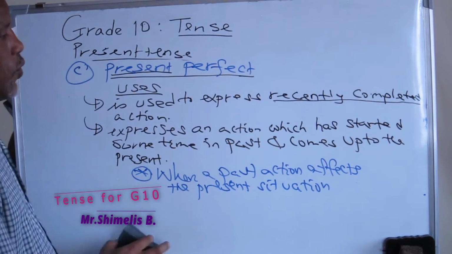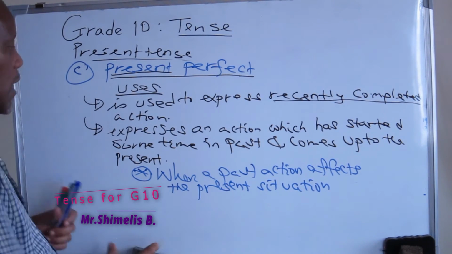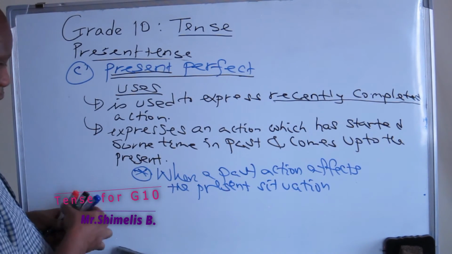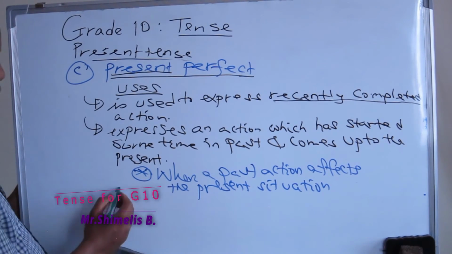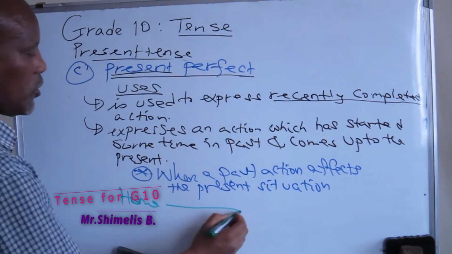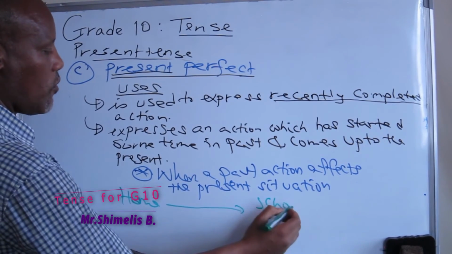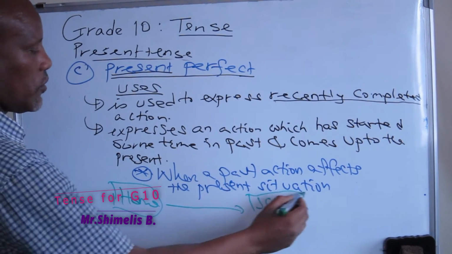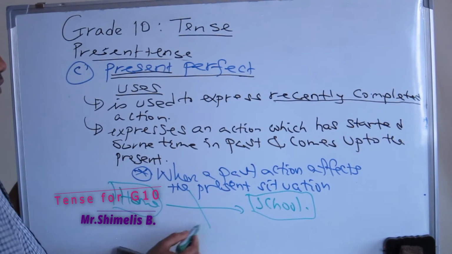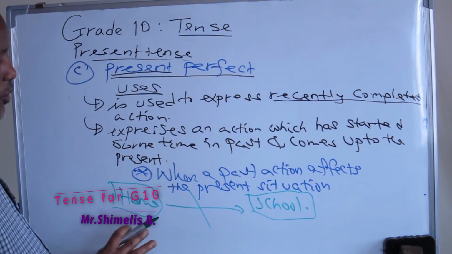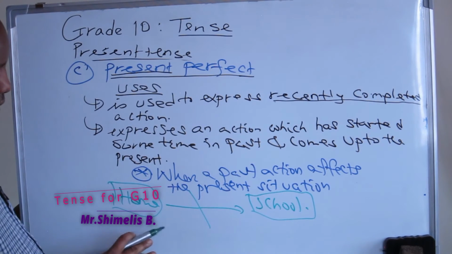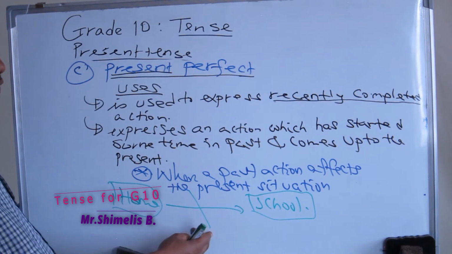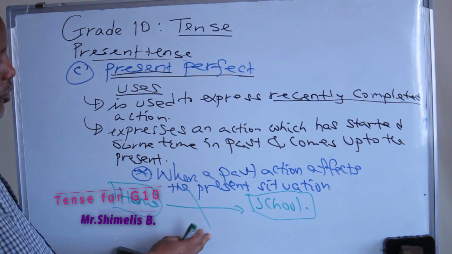Here, let me give you an instance example. Okay, let's say you are driving from home to school. Your objective is to get to school. But in the middle of your way, a traffic policeman stopped you and asked you to show him your driving license.